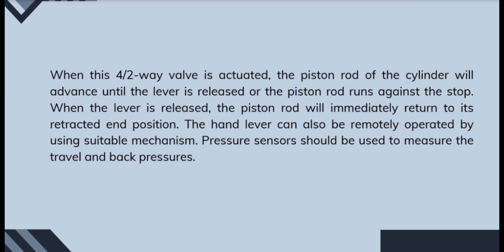When the 4-2-way valve is actuated, the piston rod of the cylinder, the solid metal attached to the piston, which is different from the piston, extends outside the cylinder and advances until the lever is released, and then the piston rod suddenly stops. When the lever is released, the piston rod returns, pulled back to its position.